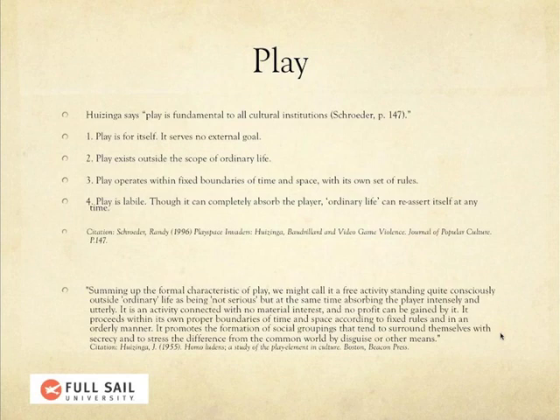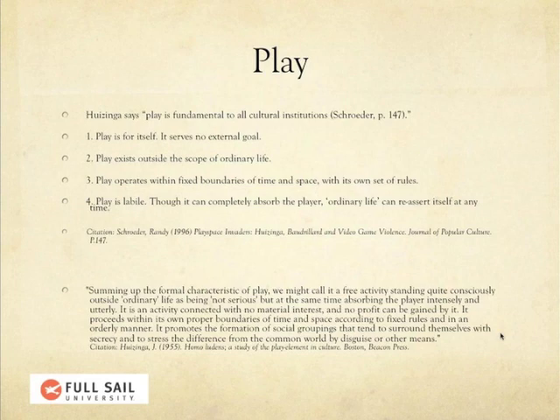For discussion's sake, a couple of quotes from Huizinga. The first one comes from a secondary source, Schroeder, who wrote a very good article called Play Space Invaders, which we may or may not read a little bit later on in the class, depending on time. But Huizinga says that play is fundamental to all cultural institutions. He gives many examples to support that. And he additionally goes on to say that play is for itself. It serves no external goal. Play exists outside the scope of ordinary life. So it's something that we put our common everyday routines on hold for in order to be able to play.